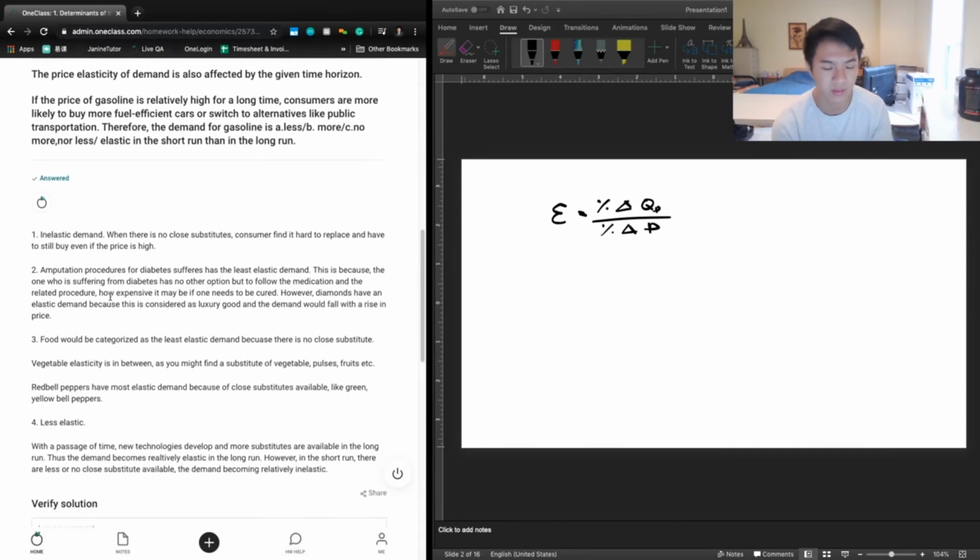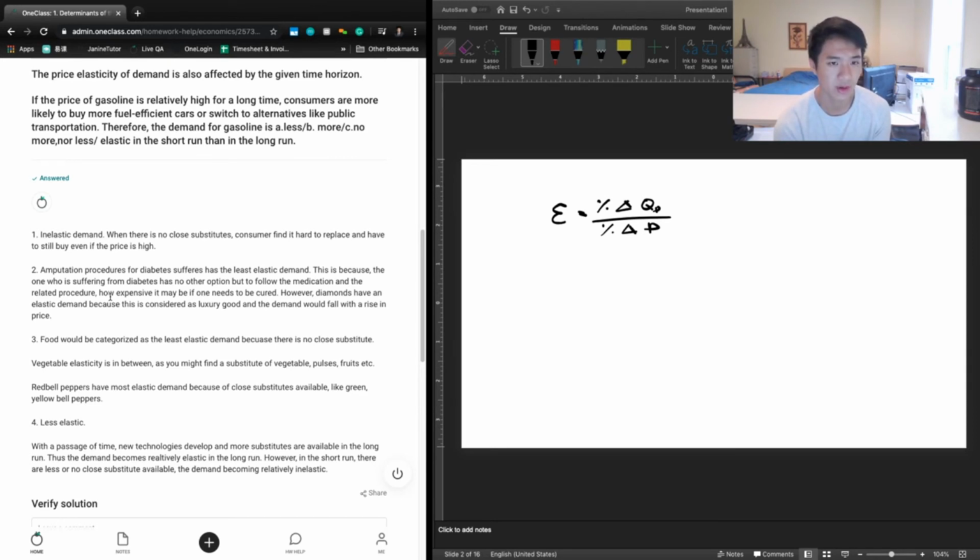And finally, the last question says the price elasticity of demand is also affected by the given time horizon. If the price of gasoline is relatively high for a long time, consumers are more likely to buy more fuel-efficient cars or switch to alternatives like public transportation. Therefore, the demand for gasoline is A, less, B, more, C, no more nor less elastic in the short run than in the long run. So this is going to that last determinant of elasticity, which is time horizon.